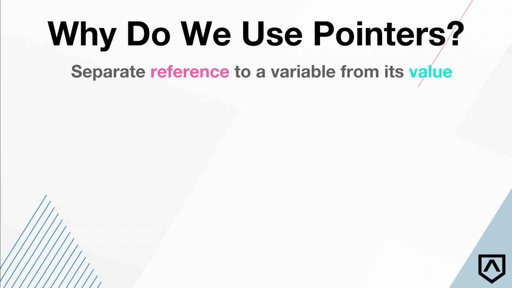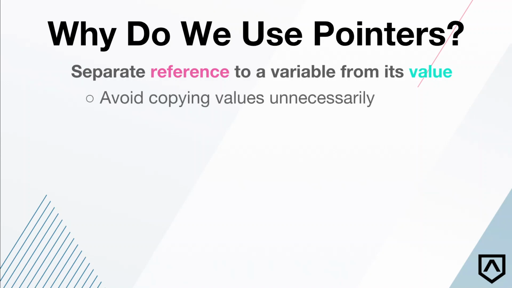Sometimes it's useful to separate the reference, or the address, to a variable from the specific value that it has. This can allow us to avoid making lots of extra copies of a specific value, which comes in handy if that value is particularly large. It's nice if we can essentially just draw lots of arrows, lots of pointers, to this value instead. That will be more efficient.